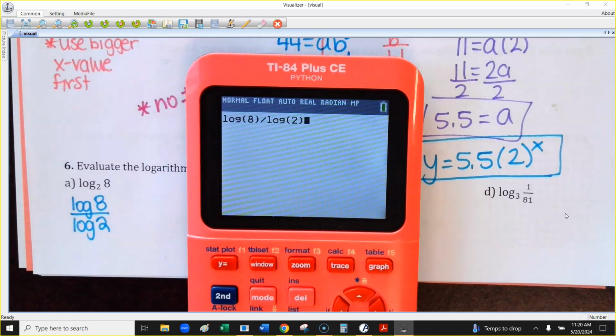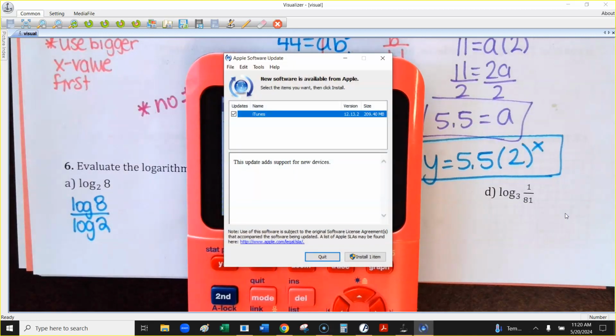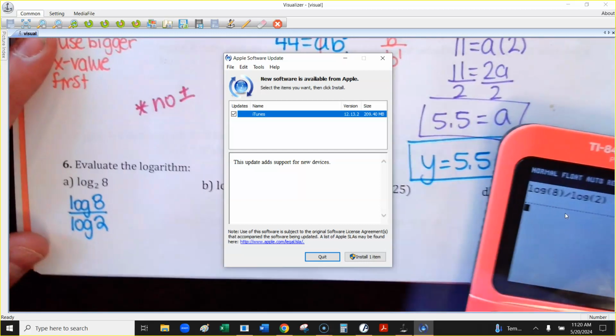All right, so we're going to do log 8 divided by log 2, and this should be 3.